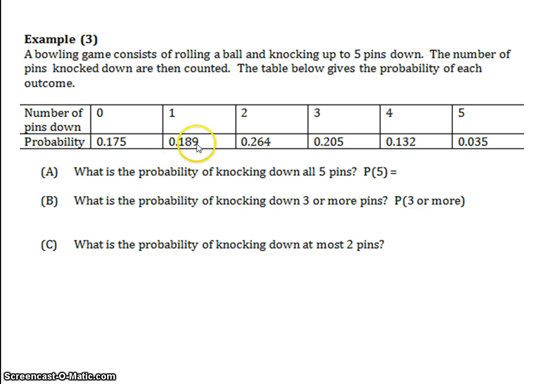Take a look at the table and see which of these outcomes would satisfy 3 or more. You're going to add those together. So it would start off with 0.205, and you need to add this probability and this probability. Please write the sum as a decimal and then as a percent.